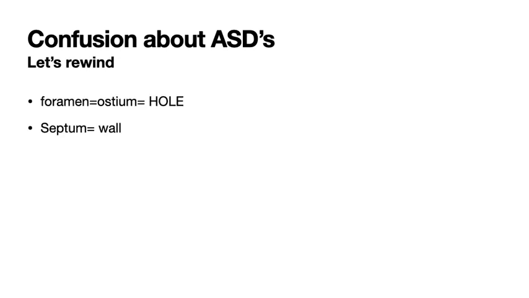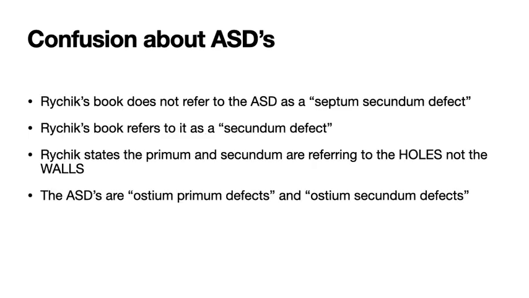Let's review our terms. So a foramen is a hole. An ostium is a hole. So foramen and ostium are often used interchangeably, which is enough to confuse you. When you see foramen secundum or ostium secundum, yep, they are the same thing. And then lastly, a septum, of course, is a wall. All right, so since there was this confusion, I went to several other books to look it up and see how they avoid confusion.